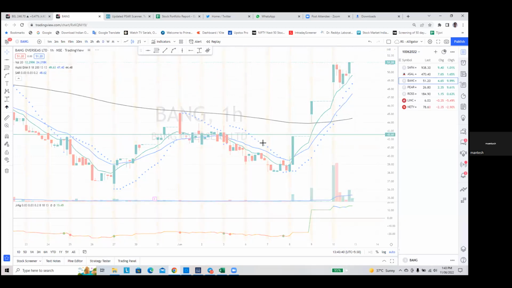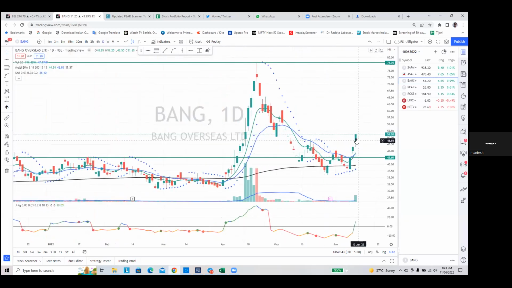So what it is telling me is that in this stock there is only buying pressure right now. There is no selling pressure. If somebody is trying to sell also, there is some force absorbing that selling and taking the price up. That's the reason, if you see, even though the price came to 46, the price closed at 51. That's the kind of buying going on. Almost 10%.